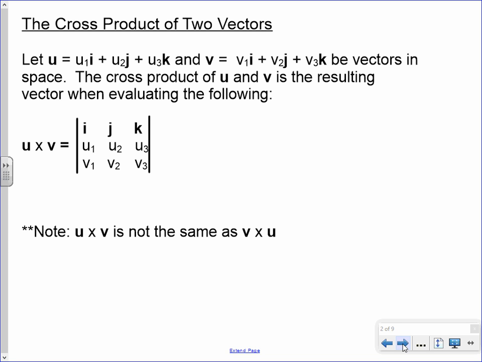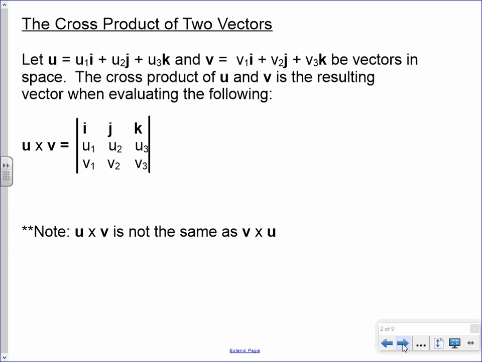So you have to be specific when we're talking about multiplying vectors, because u dot v is very different than u cross v. Okay? U dot v gives us a scalar, u cross v gives us a vector. Yes. Does this only work with three-dimensional vectors? Yes. It only works with three-dimensional vectors.